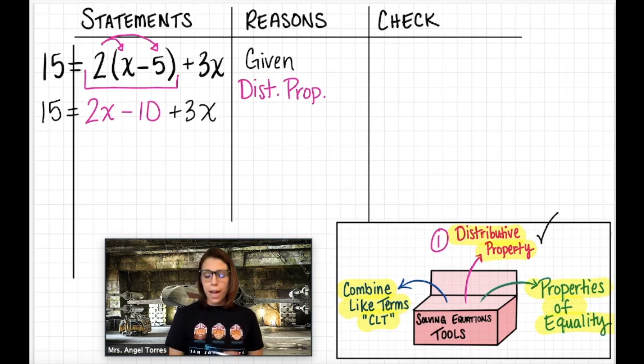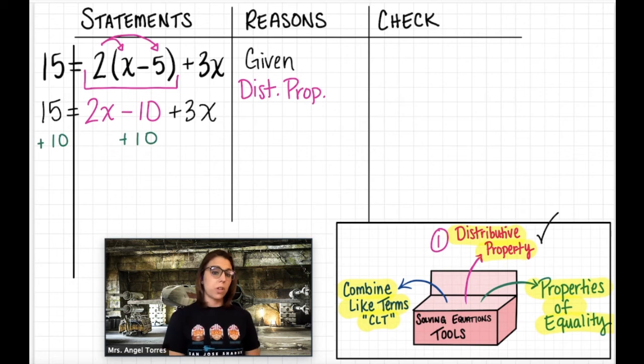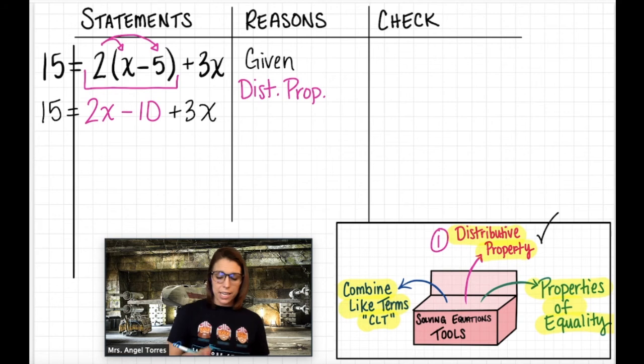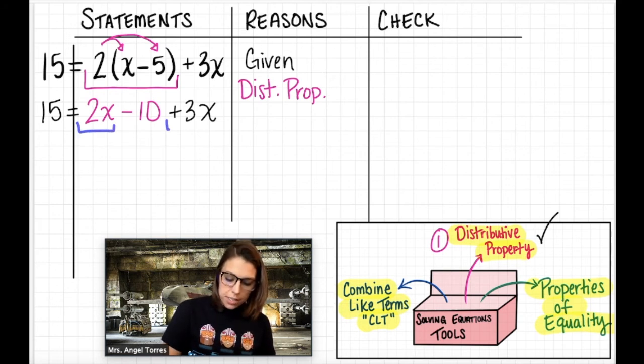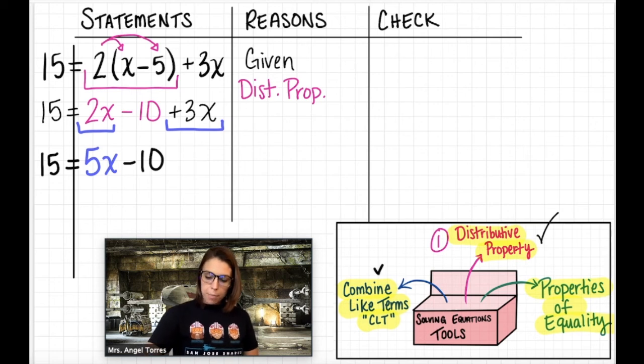If you wanted to use combine like terms next, you would look at the 2x and the 3x and hope to combine them. Or if you want to use properties of equality next, you could add 10 to create a zero term and then continue solving. I would prefer to combine my like terms first, so I'm going to go ahead and do that. I have 2 x's plus 3 more x's, which combine to a single term of 5x. I'm going to bring down my minus 10 and my equals 15. Now that I've used my combine like terms tool, I only have one tool left in the toolbox, and that's our properties of equality. Now that this is a pretty simple two-step equation, why don't you finish solving?